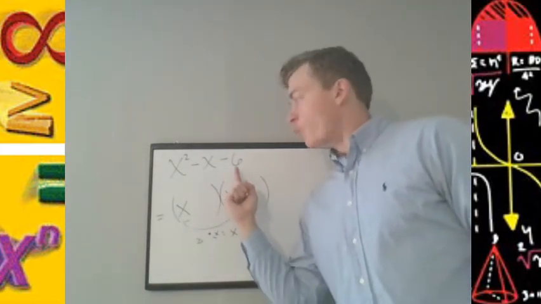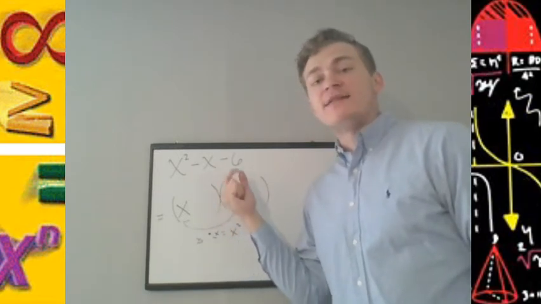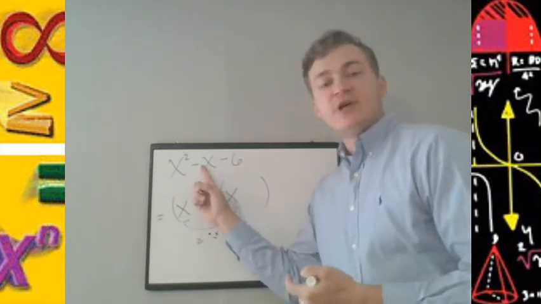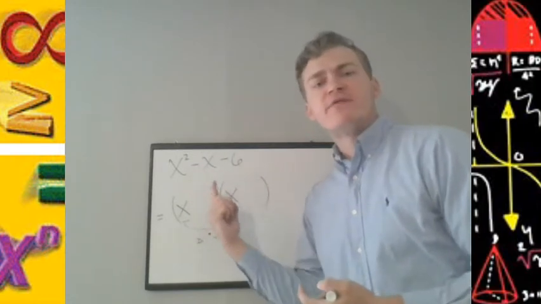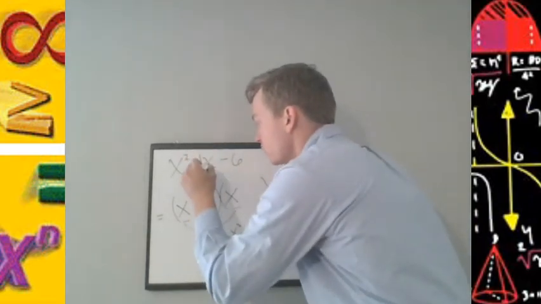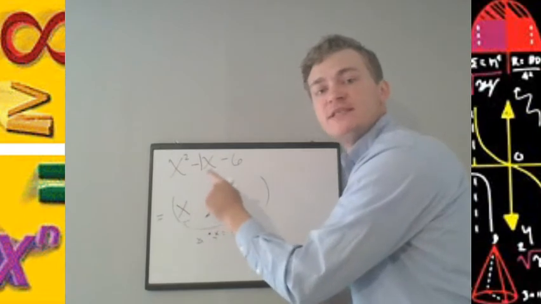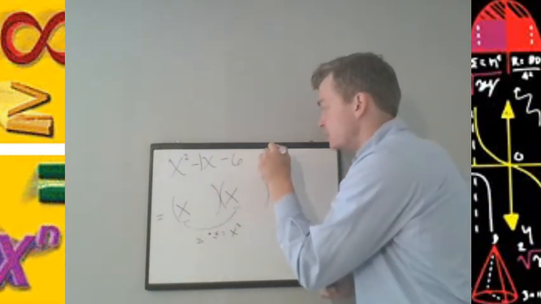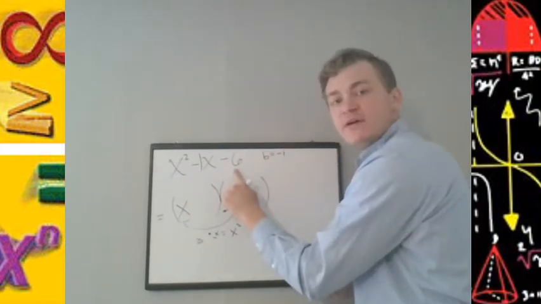Now, what will multiply to give us a negative 6 while at the same time combining together to give us this b coefficient? Well, what is the number in front of the x? If we don't see one, it's understood to be 1. So here our b value, as we see, x squared plus bx plus c, tells us that our b value is negative 1. Our c value is negative 6.